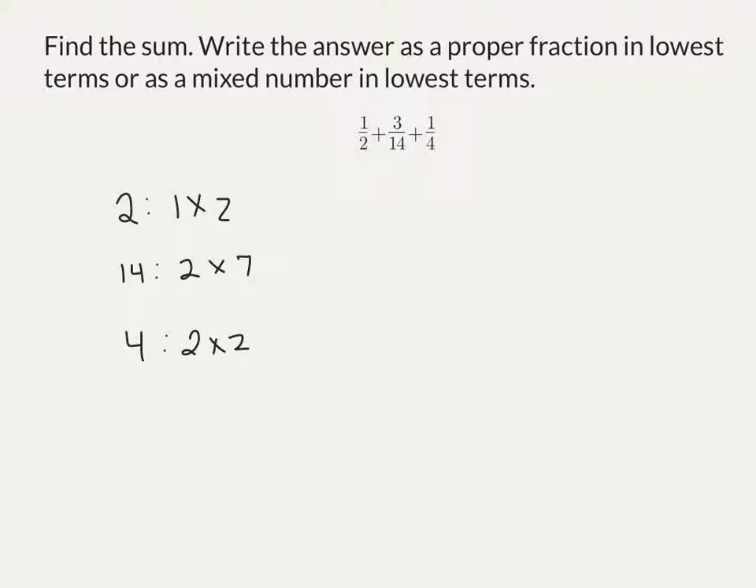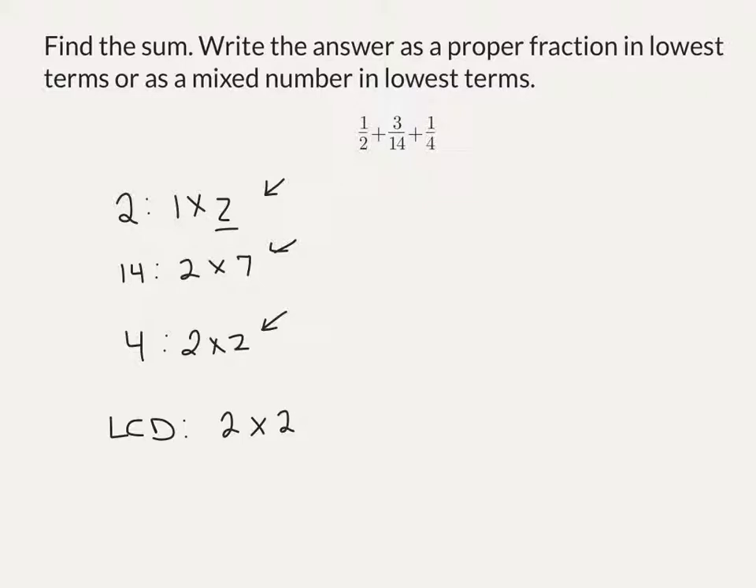Now I'm going to find the LCD. To find the LCD, I'm going to write the greatest number of times that each factor appears in any one group. So if I look at the factor of 2, 2 appears 1 time in the first group, 1 time in the second group, and 2 times in the third group. So the greatest number of times that 2 appears in any one group is 2 times. That means I'll write down 2 2's for the LCD.